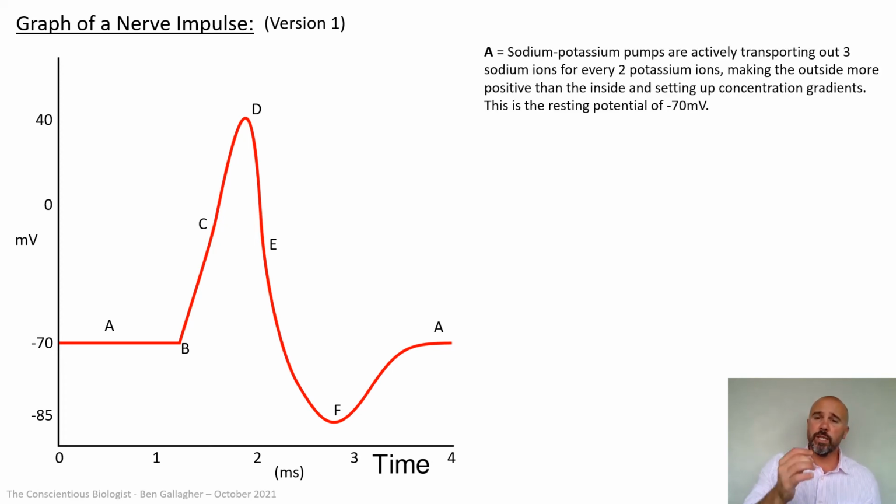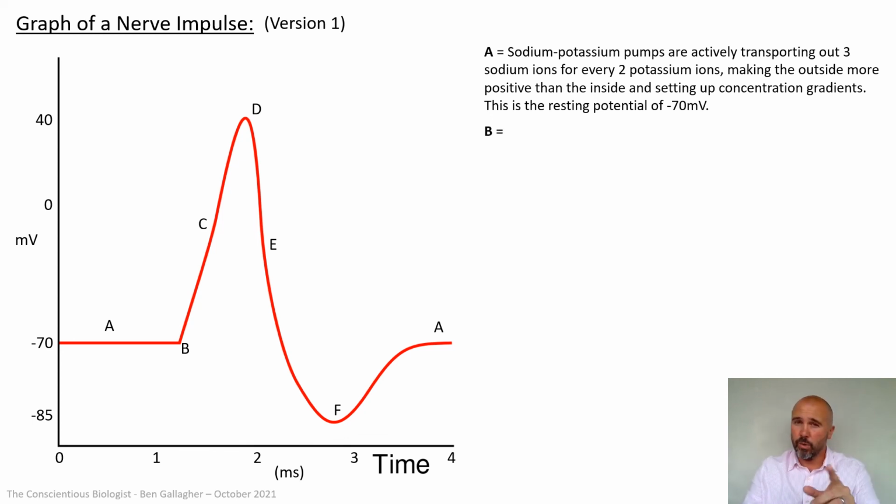So A, we know, is the sodium potassium pumps actively transporting out 3 sodiums for every 2 potassium ions. That's 3 sodiums out for 2 potassiums coming in, making the outside more positive than the inside, setting up those concentration gradients that we're going to need, the depolarization to action potential and the repolarizing down to hyperpolarizing. That's the resting potential, that's -70.